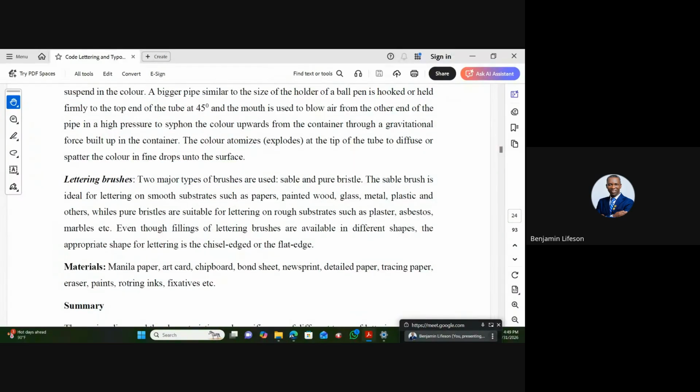Then we have lettering brushes. You have used a brush before. If you have not, visit the nearest shop. There's no need for me to download that because you know what a brush is. We have two major types of brushes that we use in lettering: the sable brush and the bristle brush. The sable brush is the soft one, and the bristle one is the hard one. So that is that.